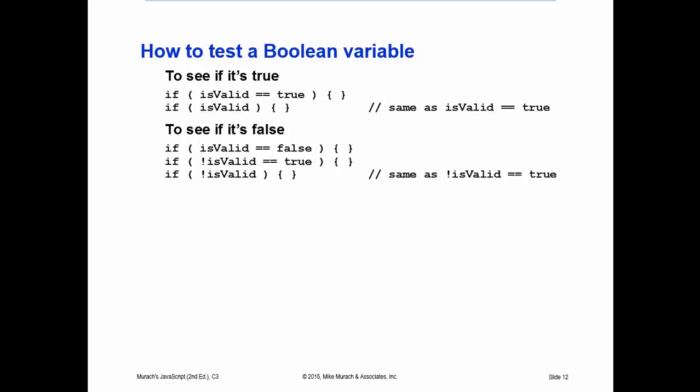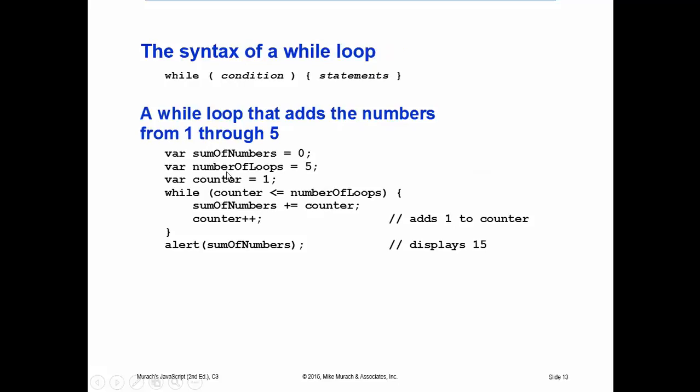I showed you this in the last chapter. But to say if is valid equal true, there's a shortcut. You can just say if is valid. I don't know why they put the extra spaces in there. I have no idea. And to say if is valid equal false is the same as saying if not is valid.